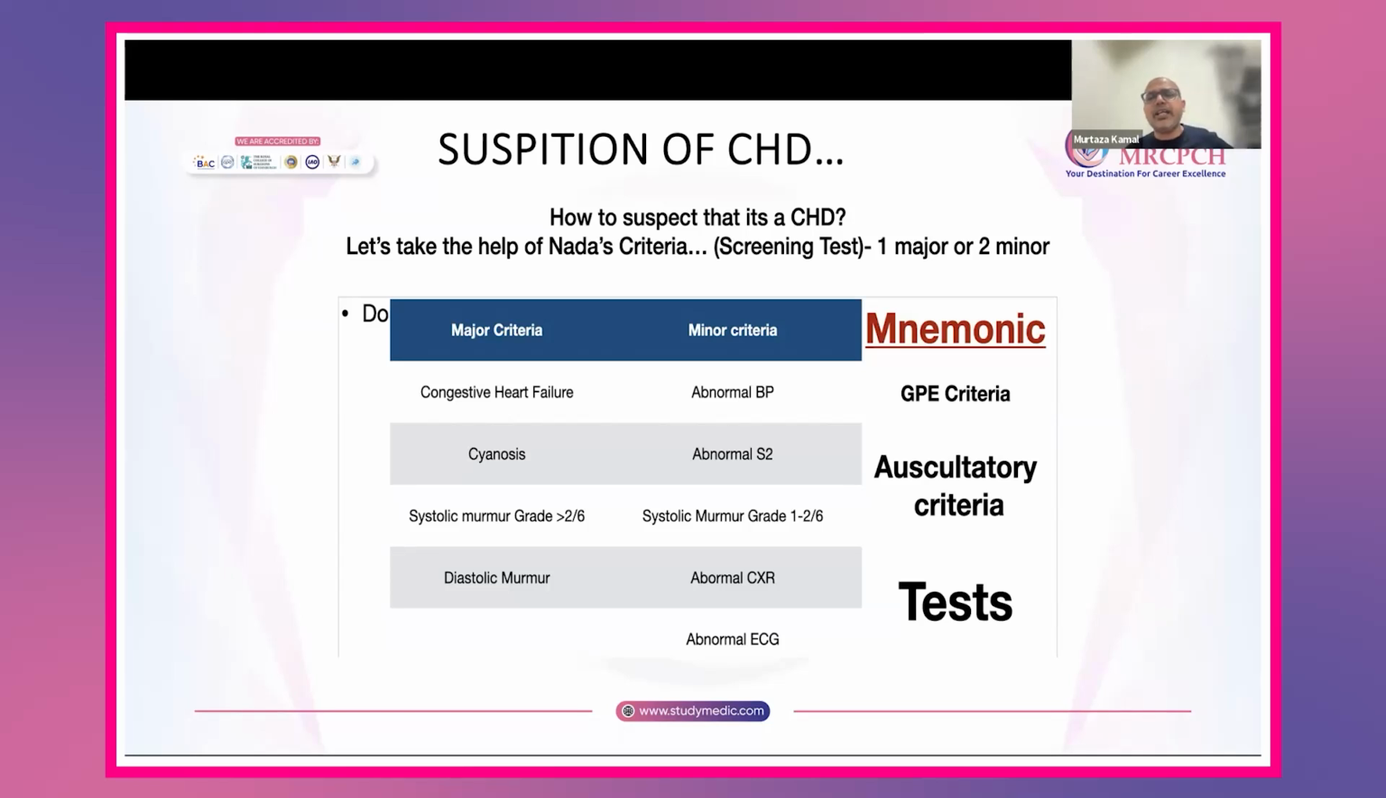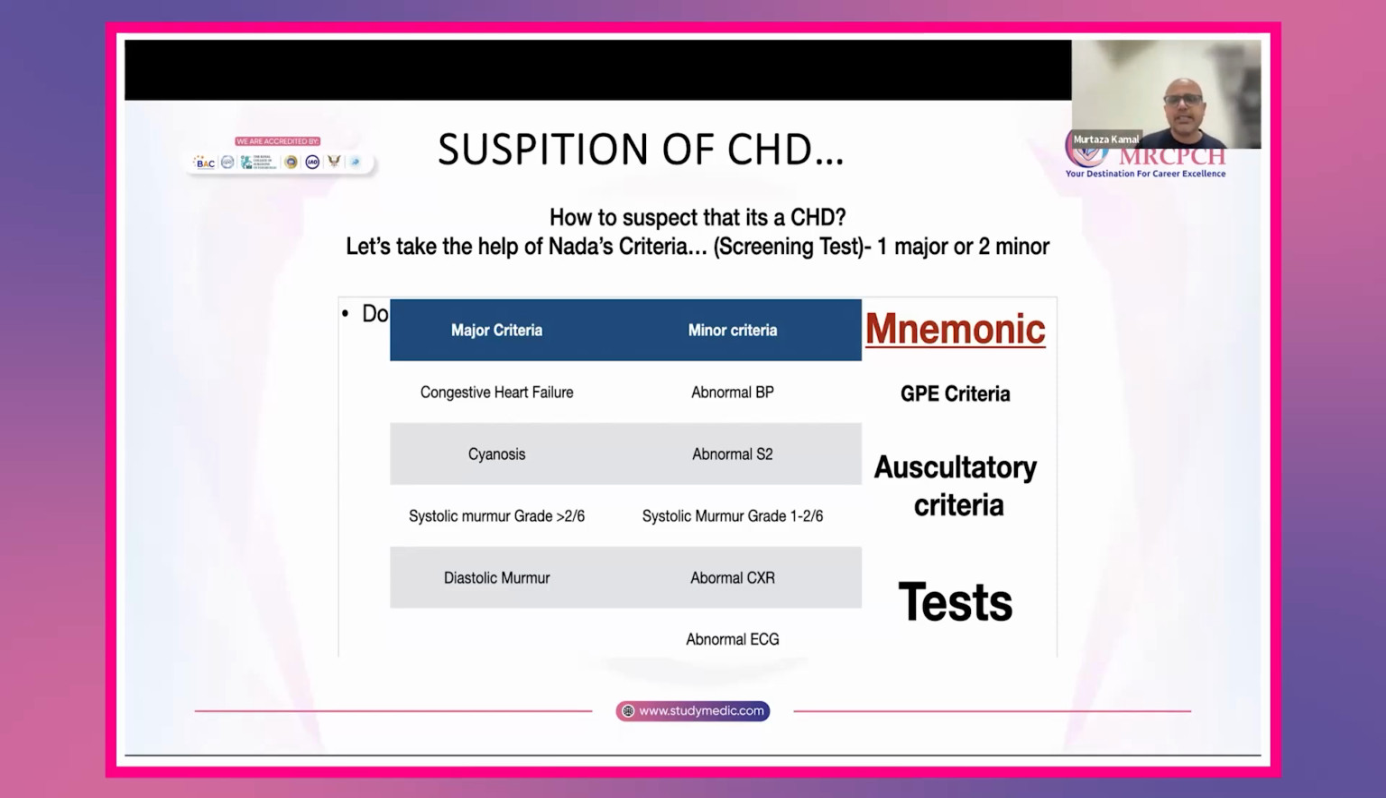Whereas the minor criteria can be remembered with a mnemonic. From the general physical examination, there is abnormal BP. There are two things in the auscultatory criteria: an abnormal second heart sound, or a fainter systolic murmur, grade 1 or grade 2. And when you move on to the tests, you will get an abnormal chest X-ray or an abnormal ECG.